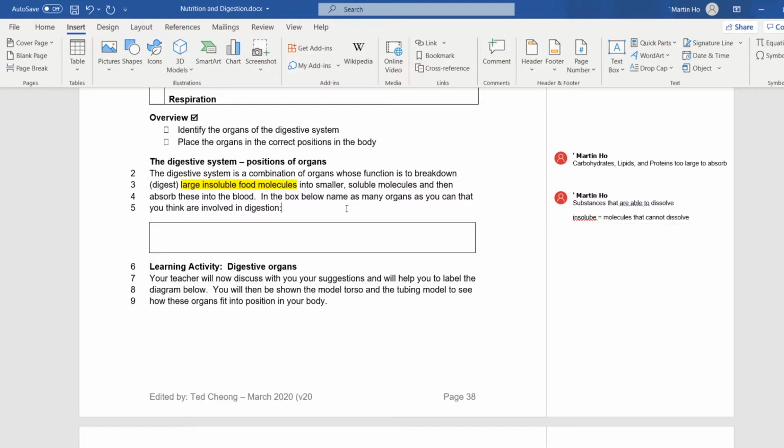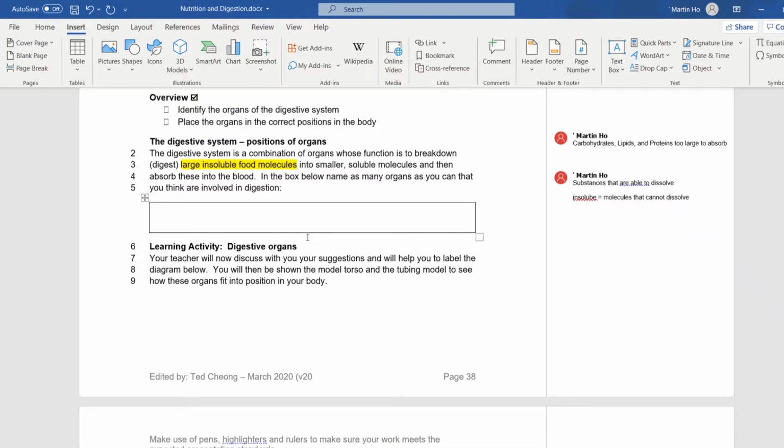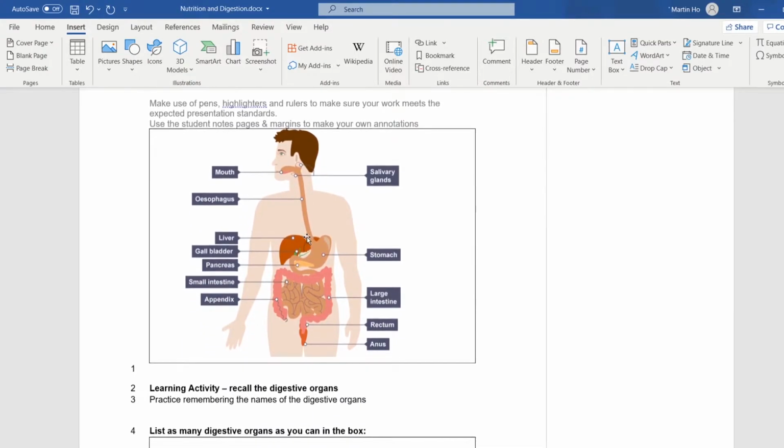In the box below, try to name as many organs as you can think of that are involved in digestion. Keep in mind, I've given you a hint at the beginning of this lesson. Take a moment now to pause the video and fill in the box. So, moving forward, we're going to take a look at this diagram of the digestive system. As you can see, there's a clear placement for each organ in our digestive system, and there's probably more than you thought you could name.